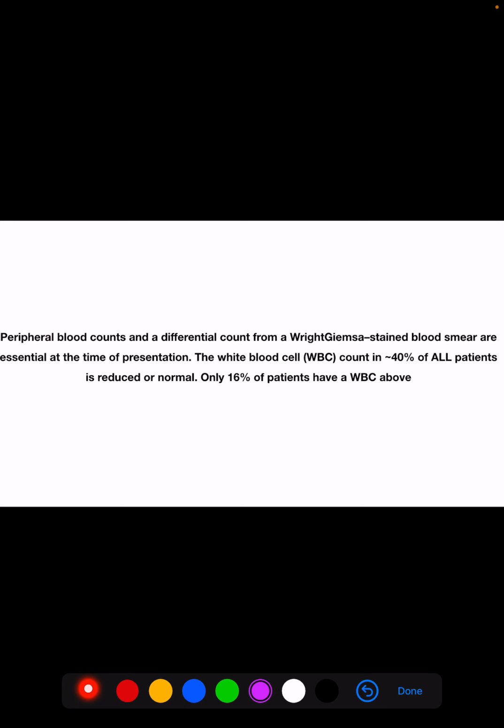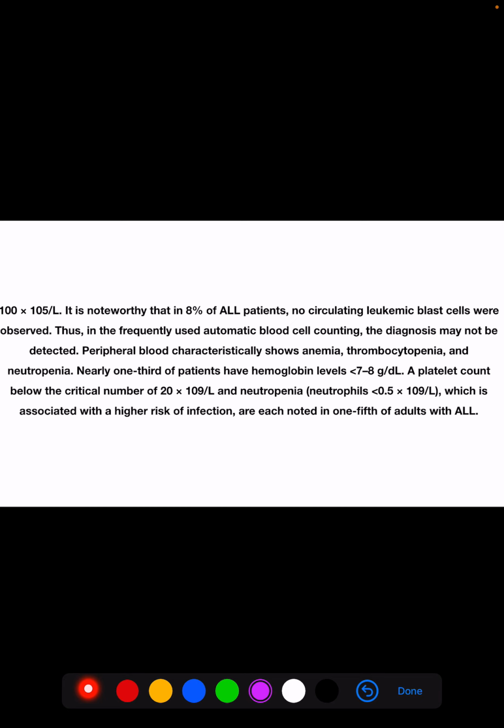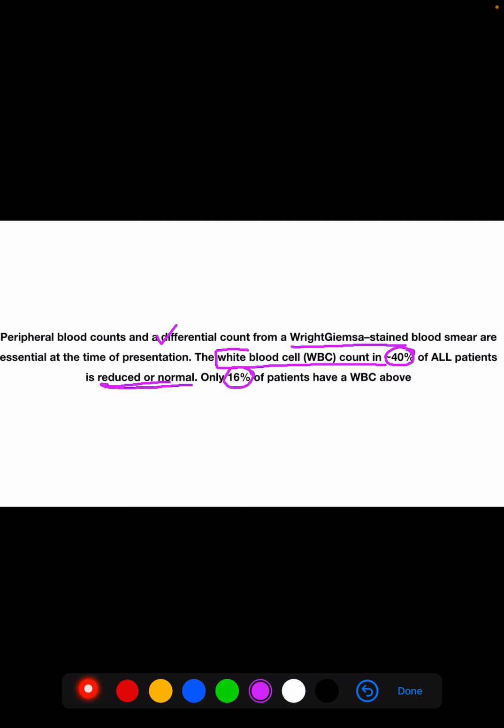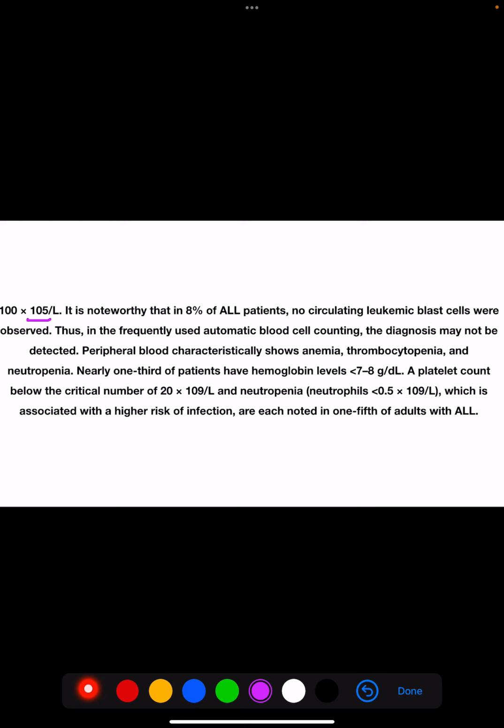Peripheral blood counts and a differential count from a Wright-Giemsa stained blood smear are essential at the time of presentation. If we take the white blood cell count, in 40% of ALL patients it is reduced or normal. Only 16% of the patients have a WBC count above 100 into 10 to the power 9 per liter, or 1 lakh. 10,000 is normal, so something above 10,000.